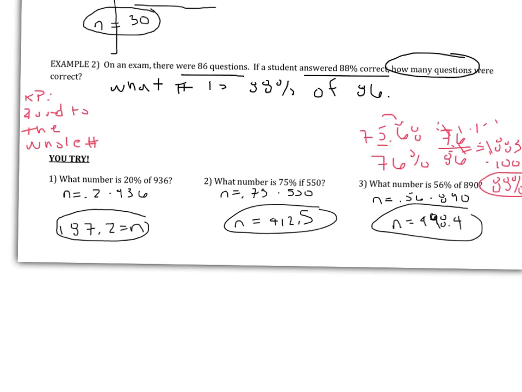All right, here are your answers. So for number 1, you should have had 87.2 equals n. Number 2, you should have had n equals 412.5. And number 3, you should have had n equals 498.4.